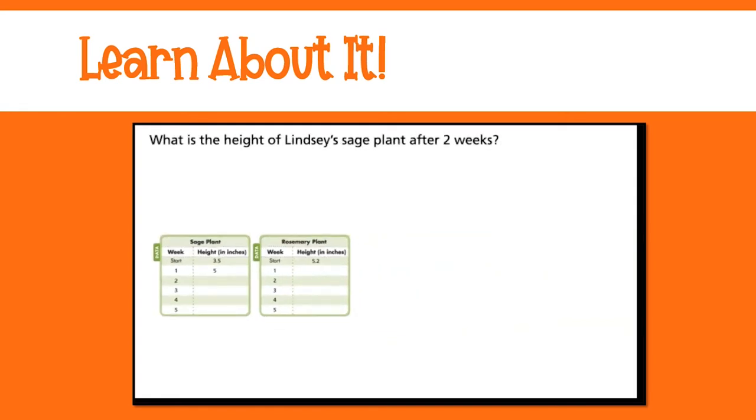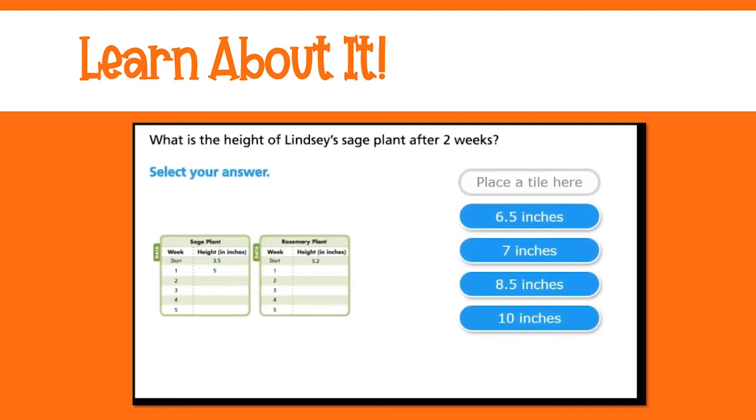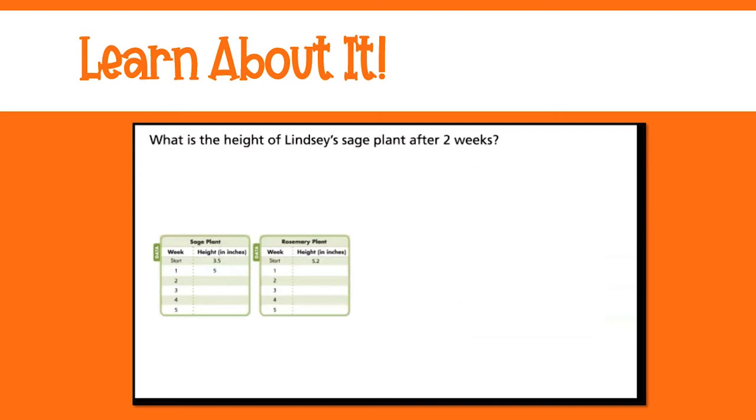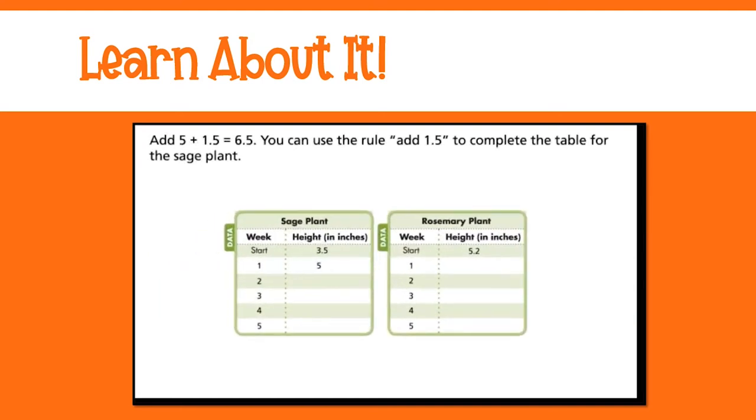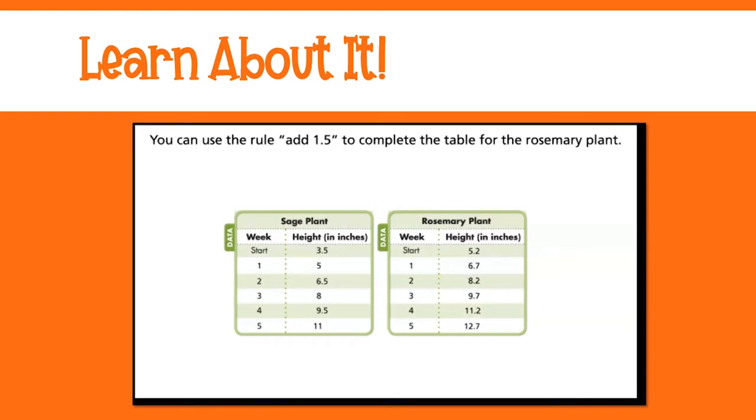What is the height of Lindsay's sage plant after 2 weeks? Select your answer. Add 5 plus 1 5/10 equals 6 5/10. You can use the rule add 1 5/10 to complete the table for the sage plant. You can use the rule add 1 5/10 to complete the table for the rosemary plant.